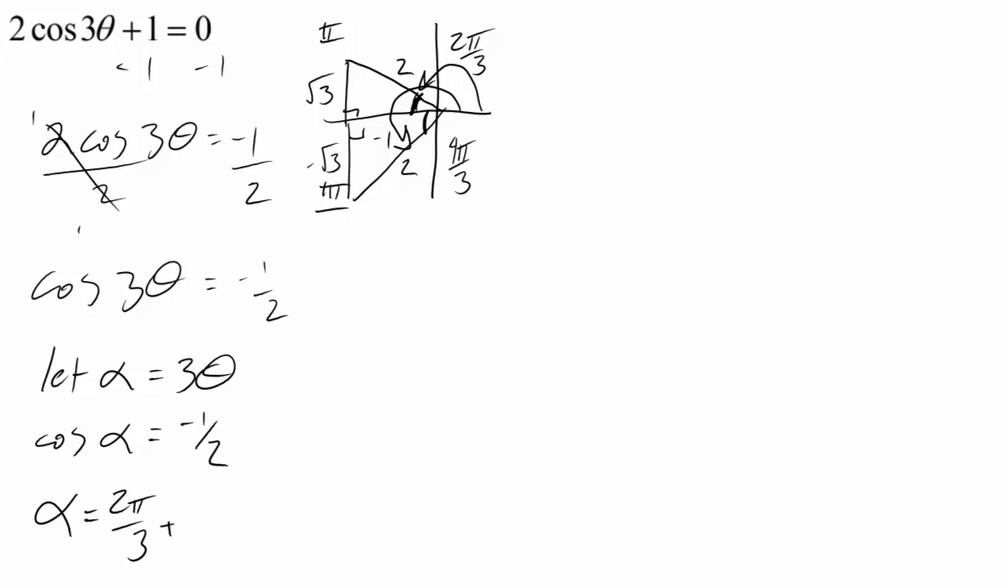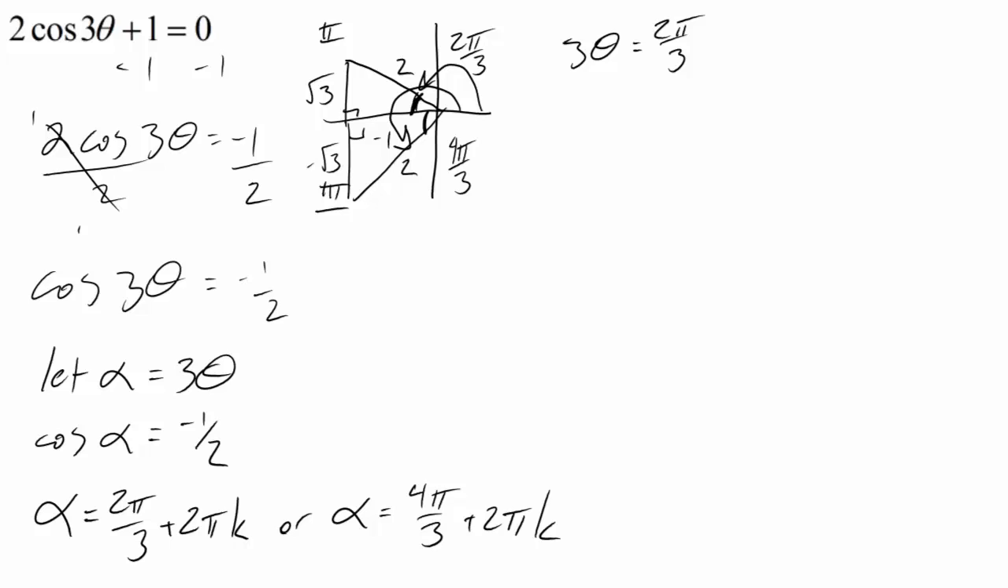Now remember, we got rid of the trig function, so that's where we're going to introduce our period, plus 2 pi k, or it's going to be equal to 4 pi over 3 plus 2 pi k. But we did not solve for theta yet. We've only solved for alpha. So what we're going to do is undo that substitution. So instead of alpha, we're going to have 3 theta equal that 2 pi over 3 plus 2 pi k. We'll go ahead and solve this one all the way through.